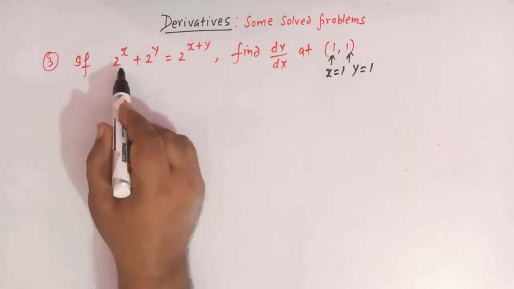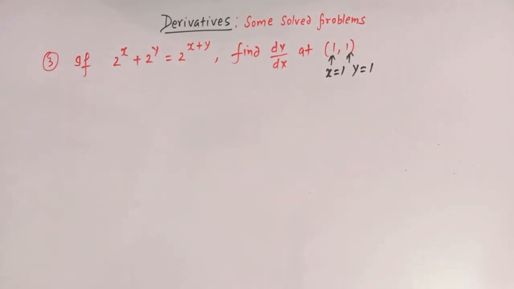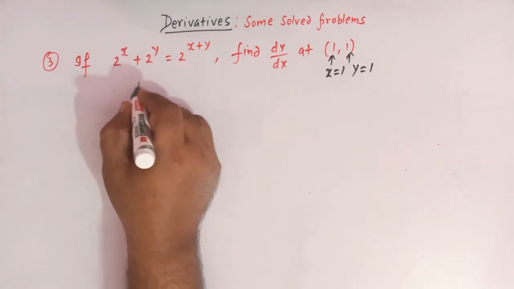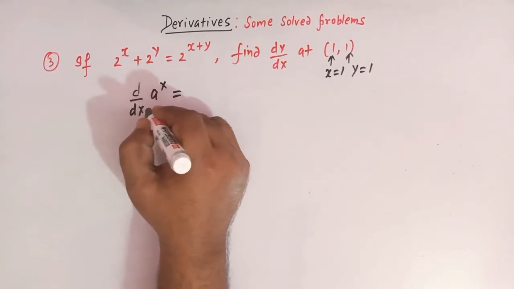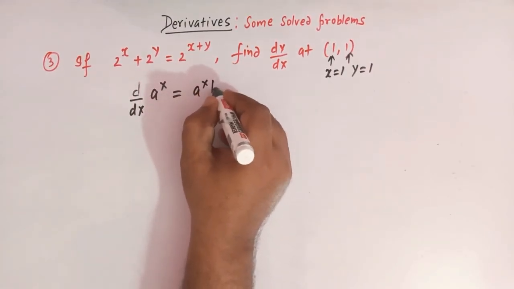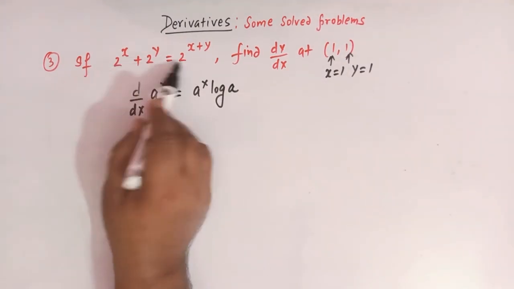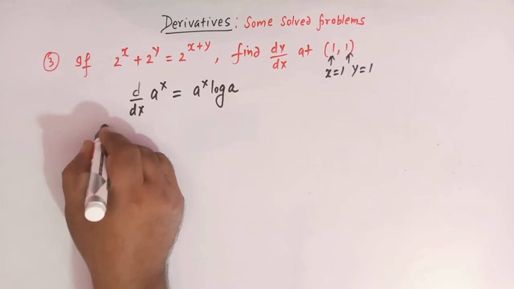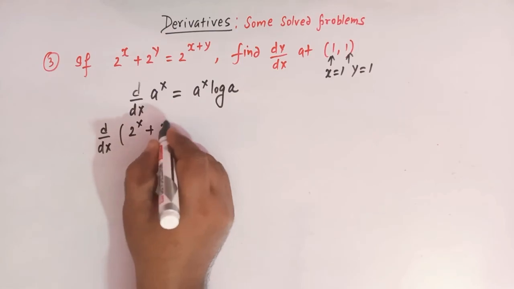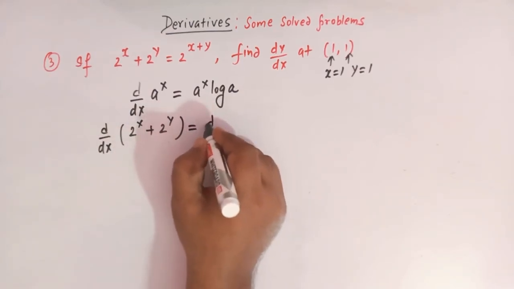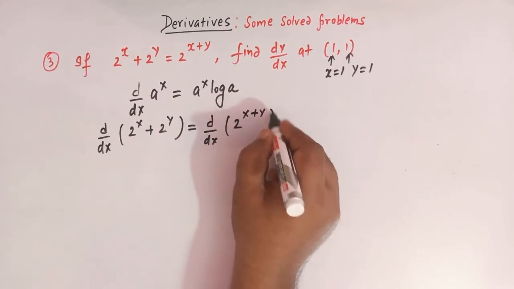So what we will do here, we'll make use of one important result from derivatives. If we have the derivative of a raised to x, the derivative of a raised to x is a raised to x log of a. So we'll differentiate both sides with respect to x. We'll have d by dx of 2 raised to x plus 2 raised to y, and here we have d by dx of 2 raised to x plus y.